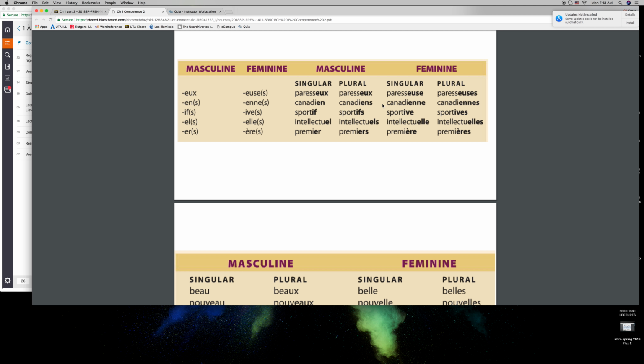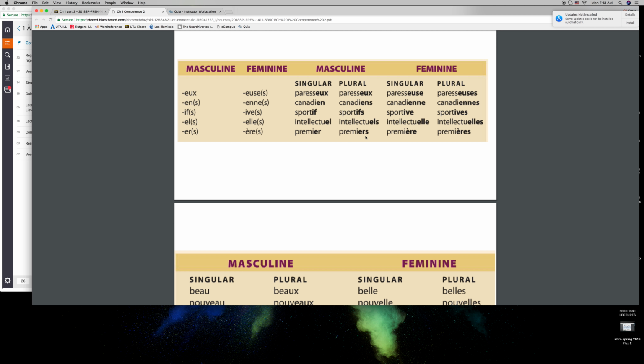Okay, canadien, canadienne, and we've discussed canadien in the past with the doubling, right? Sportif, sportifs with an S for the plural. Sportive, sportives. Intellectuel, intellectuels, just an S. And in here, the doubling, just like canadienne, intellectuelle. So, il est intellectuel, ils sont intellectuels, elle est intellectuelle, elles sont intellectuelles.